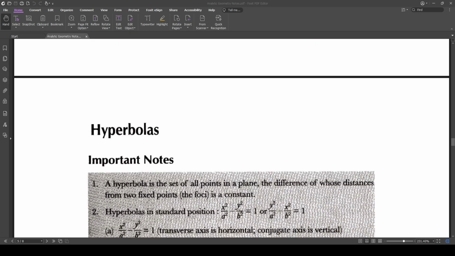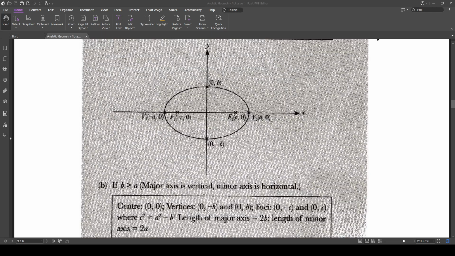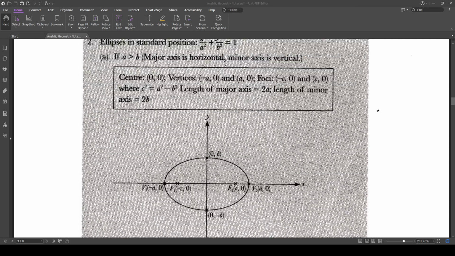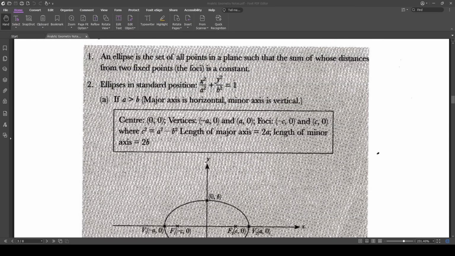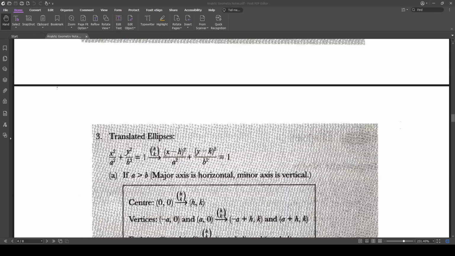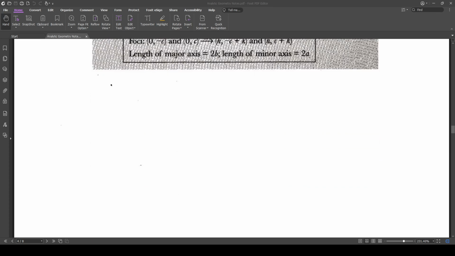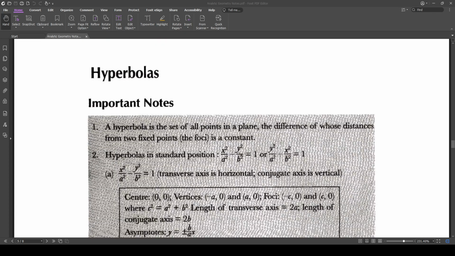And after ellipses, there's a special ellipse, which is basically a circle. The circle is when you have an ellipse that has the same value for the radius in the y and x directions, on both axes. When they are equal to each other, that's when you have a circle. So circles are what we call special ellipses. After that, we have our hyperbola.